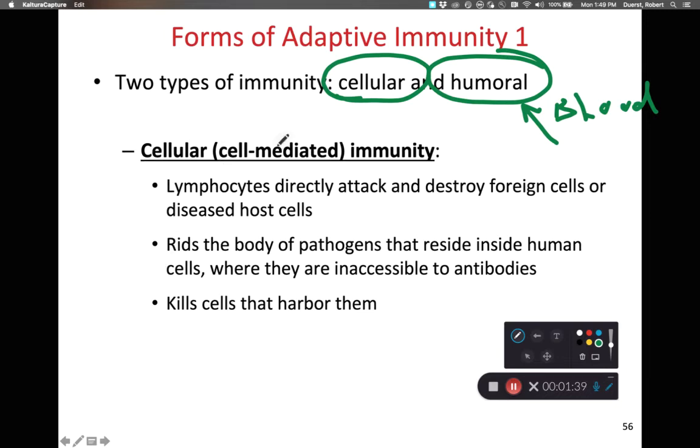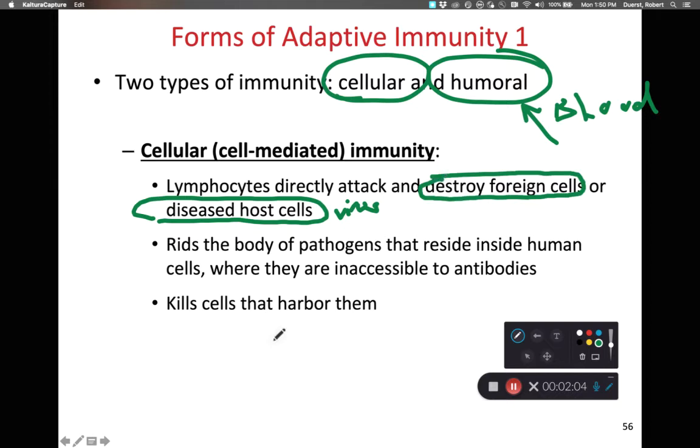So when we think of the cellular, cell-mediated immunity, really this is going to focus on intracellular parasites. So if we have diseased host cells, that's where the intracellular parasite is going to be an issue. In this case, think viruses for that intracellular parasite, or foreign cells. So if we can find a bacterial cell floating around, cell-mediated immunity would be our white blood cells directly attacking and destroying that bacterial cell floating around.